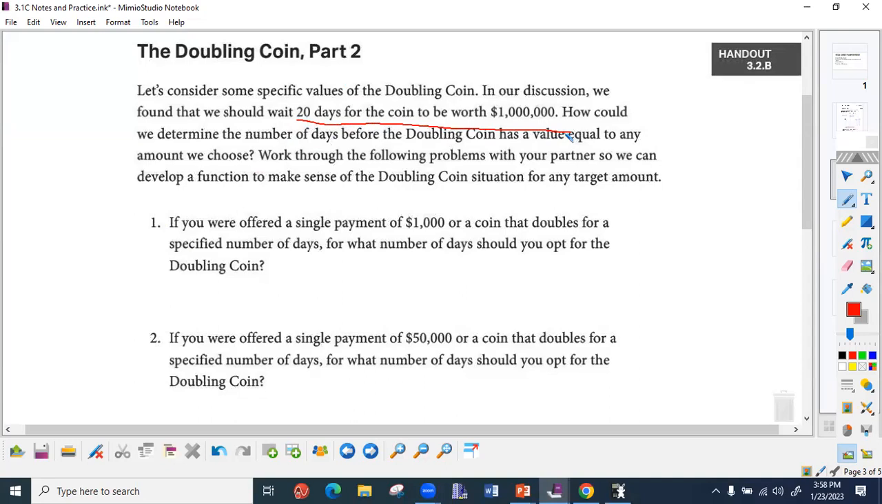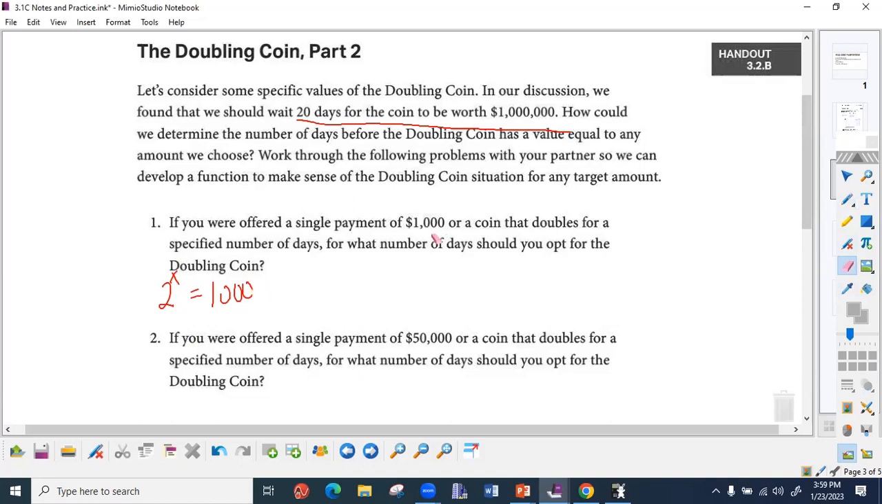So essentially, instead of us giving you the time, we're now giving you the value. And instead of having to use log every single time, is there a rule or pattern that I can follow, okay? So first, it starts off here. It says, if you were offered a single payment of $1,000 or a coin that was to double, how long would it take you, right? So just like we saw for $1 million, we would have 2 to the x equals 1,000, right? Agree?